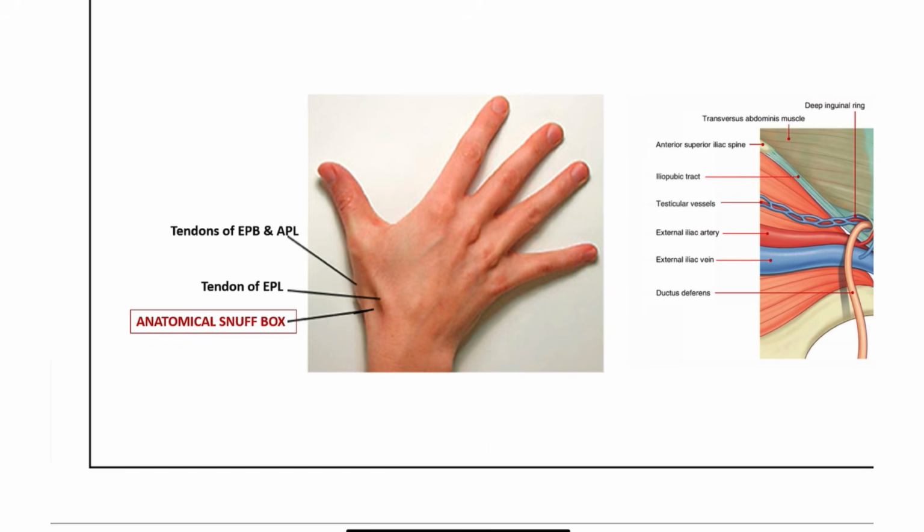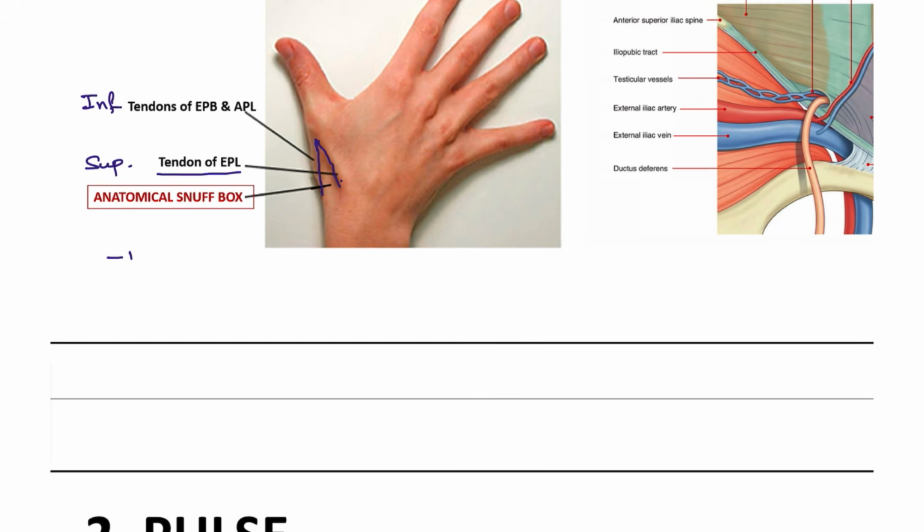Next, coming to the anatomical snuff box. The important part to remember is which tendons form it. This is the downward side and this is the superior side. On the superior side is the tendon of the extensor pollicis longus. On the inferior side you have the tendons of the extensor pollicis brevis and abductor pollicis longus. Both are present here. The content present here is mostly the radial artery and radial nerve.